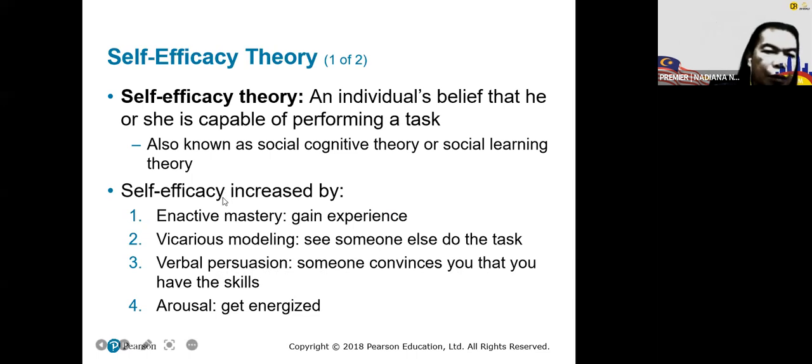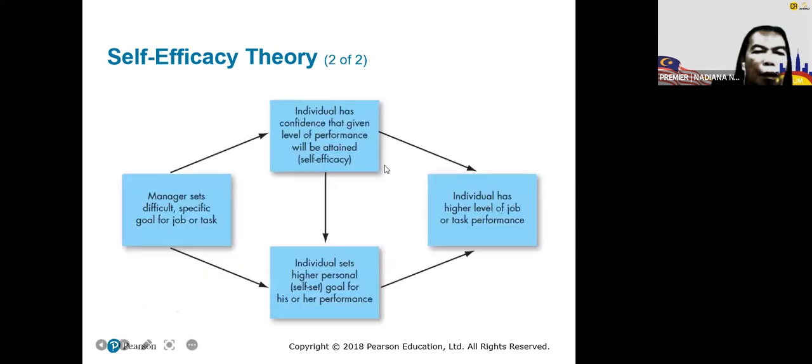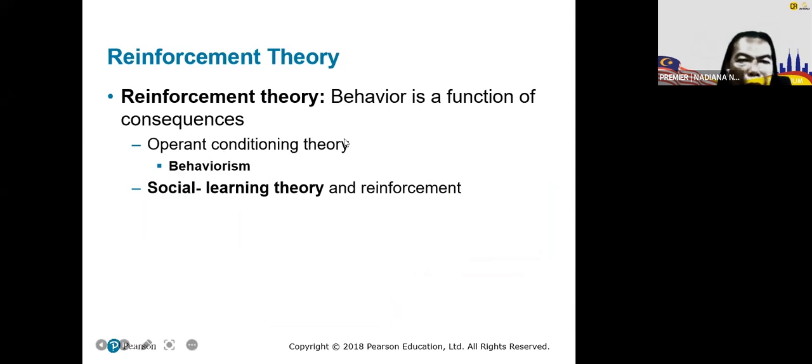This aspect of self-efficacy is needed by everybody. Students also need self-efficacy to learn. For workers, self-efficacy to do work. Under self-efficacy, we see a manager sets a difficult specific goal for the job, and an individual has confidence that a given level of performance will be attained. Then the individual sets a higher personal goal for his performance, and the individual has a higher level of job performance. Okay, we go to the reinforcement theory.